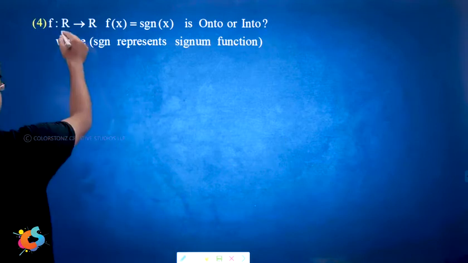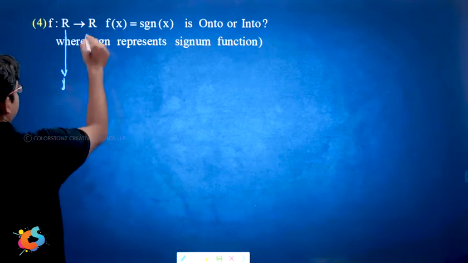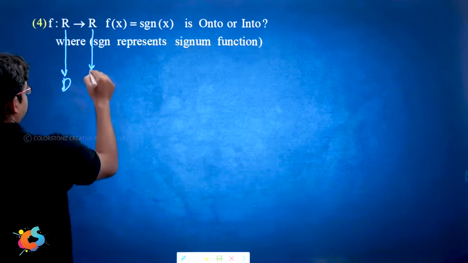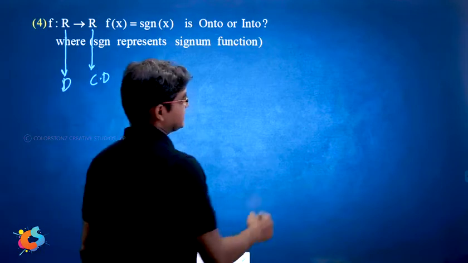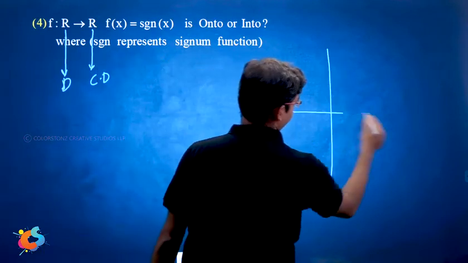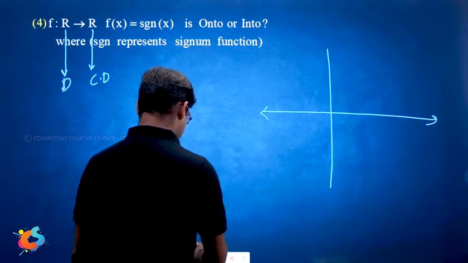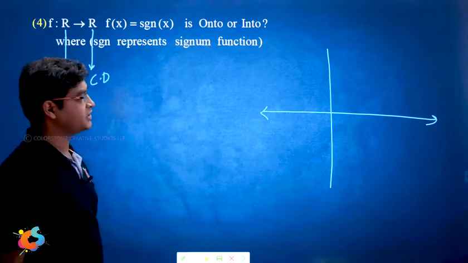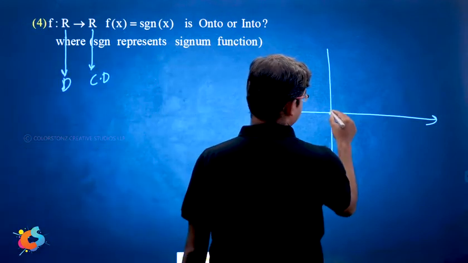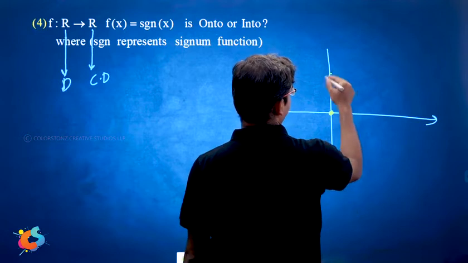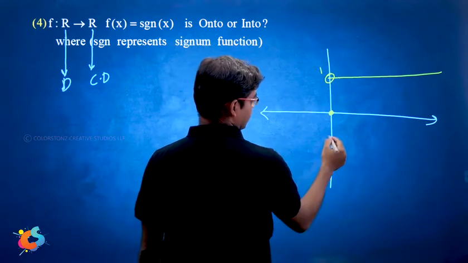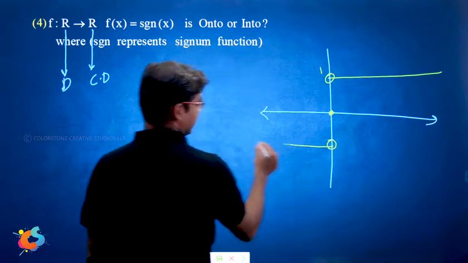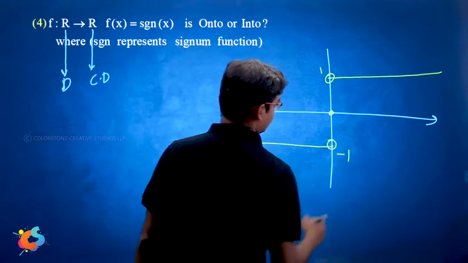F maps from R to R. The domain is R. Codomain is also R. Okay, this is codomain. And f of x is signum of x. Okay, we know very well how the graph of signum function is. At 0, y value is 0. At any positive input, the y value is 1. At any negative input, the y value is minus 1.